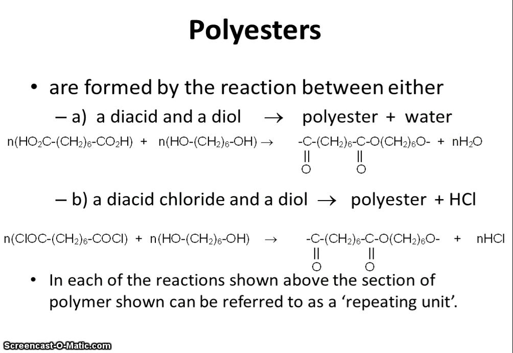There's an example for you, which I'll draw out in a different way so you can see what it looks like. Or you can use a diacid chloride and a diol, which will again make the polyester and HCl. So again, these things release small molecules, so they are condensation reactions. But of course we're making polymers, so these are condensation polymers. And each unit of the reactions above showing a section of polymer can be referred to as the repeating unit.